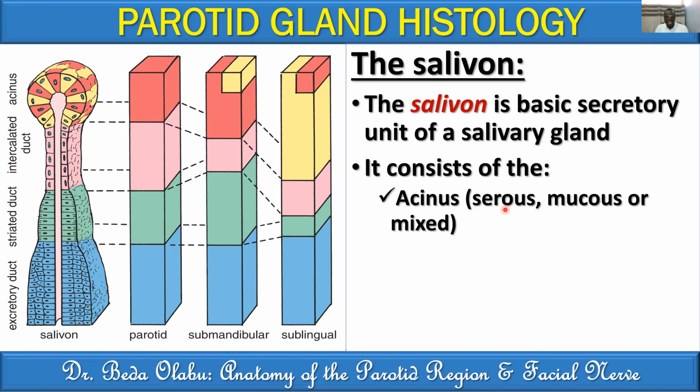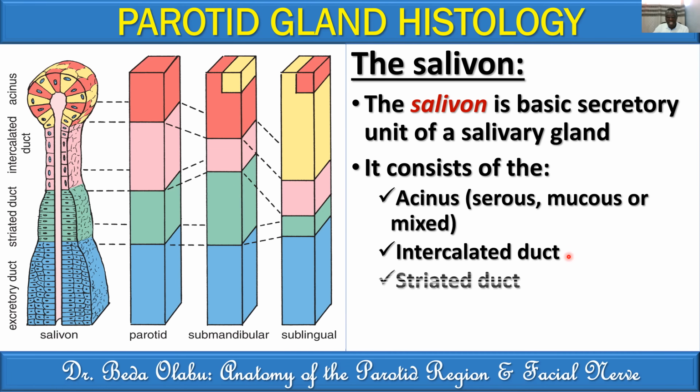Or it may be a mixed acinus. A mixed acinus has both cells which produce protein-rich secretions as well as mucin-rich secretions. So this is standard for salivary glands, not just parotid. The acini can be serous, mucus, or mixed acini. Then draining the acinus is a duct. The duct that directly drains an acinus is called the intercalated duct.